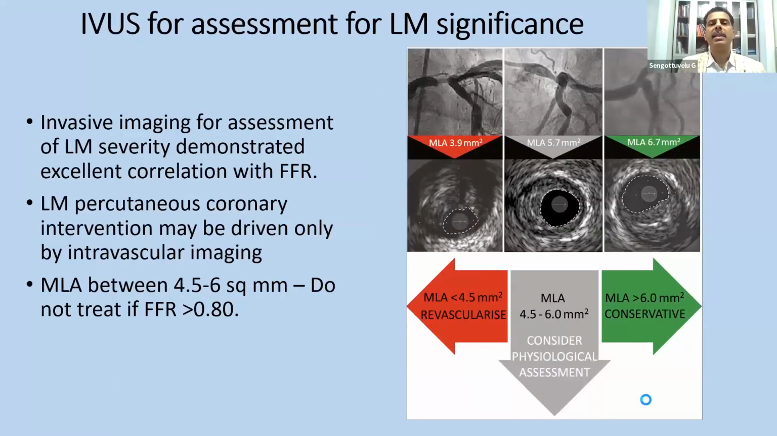So looking at the significance of the left main, we can also use imaging. And particularly in this area, IVUS has been shown to be very useful. For example, particularly in Asians, if the MLA of the left main is more than 6 millimeters, it can be left with medical management. And if the MLA is less than 4.5, it is significant and is very well correlated with the FFR and needs revascularization. In a borderline IVUS MLA of 4.5 to 6, one can consider using an FFR, which is very useful. And if FFR is less than 0.8, it's considered significant.